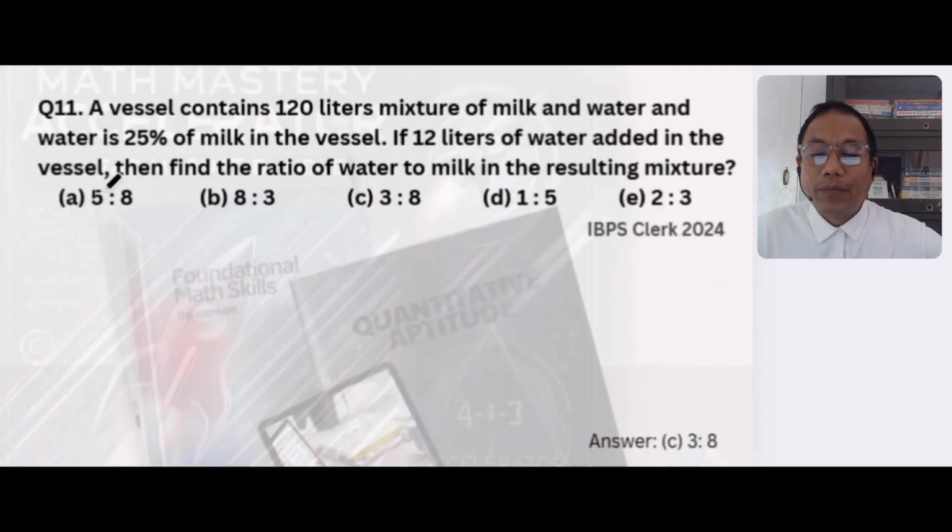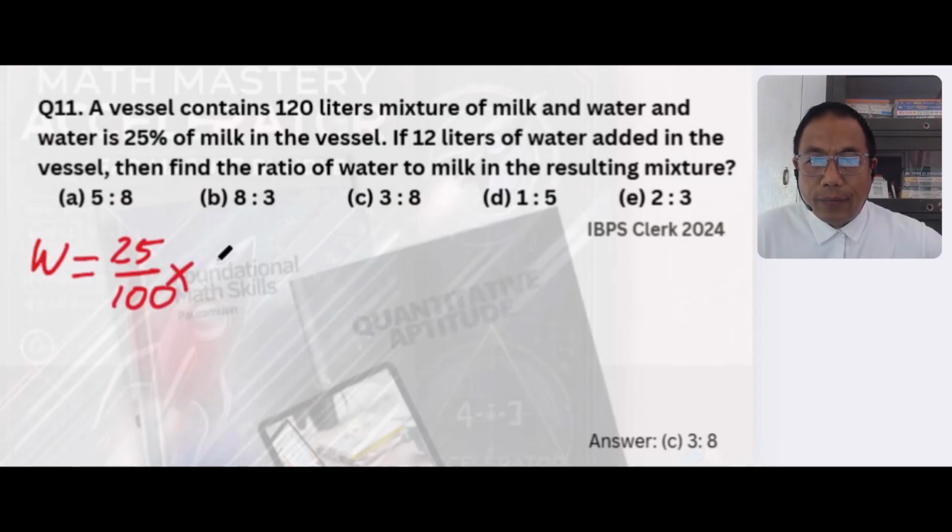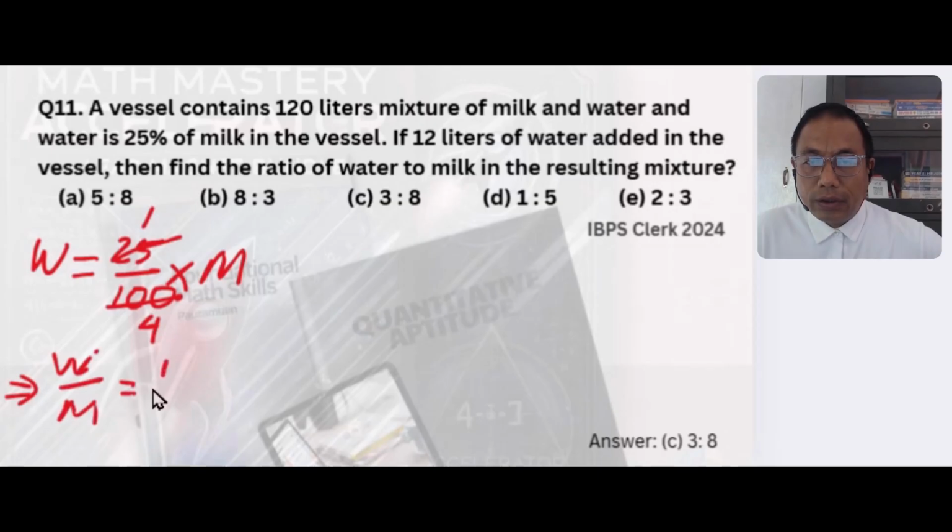Question number 11. A vessel contains 120 liters mixture of milk and water. Water is 25% of milk. Water is 25% of milk. Cancel it. 25, 1 is 25. 25 into 4 is 100. Cross multiply. Water to milk is equal to 1 is to 4.